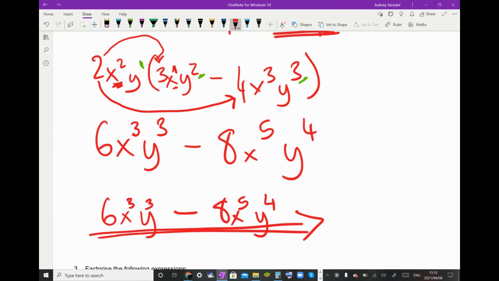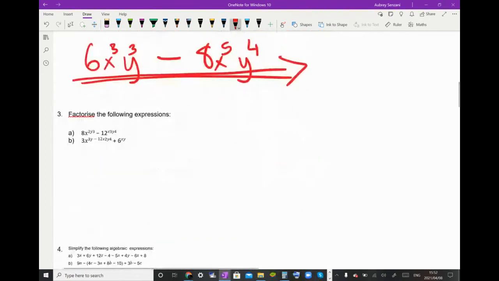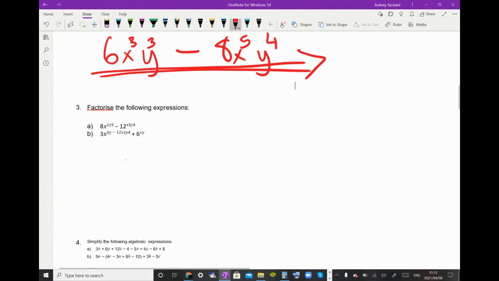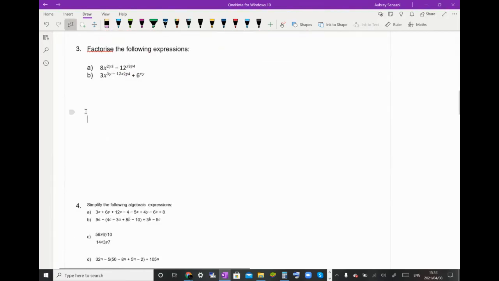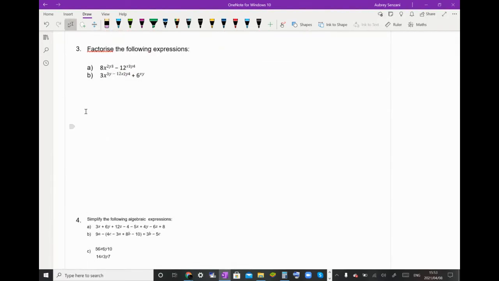Right, so we're then done with that section. So then let's move on to the next. Now here, what are we doing? We are now factorizing. In other words, we're now simplifying.